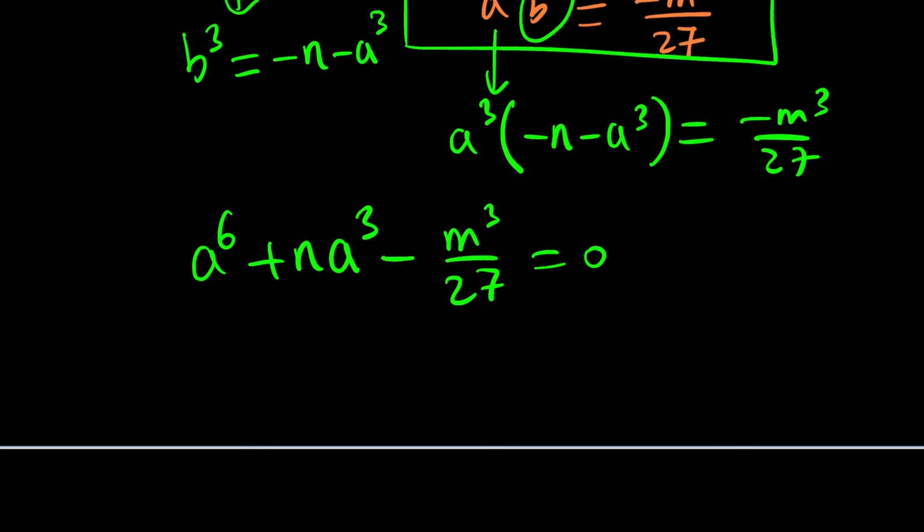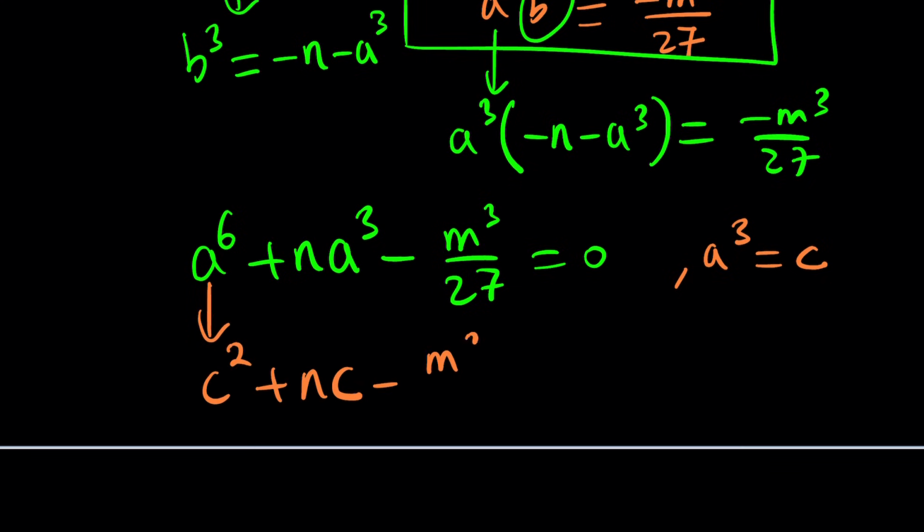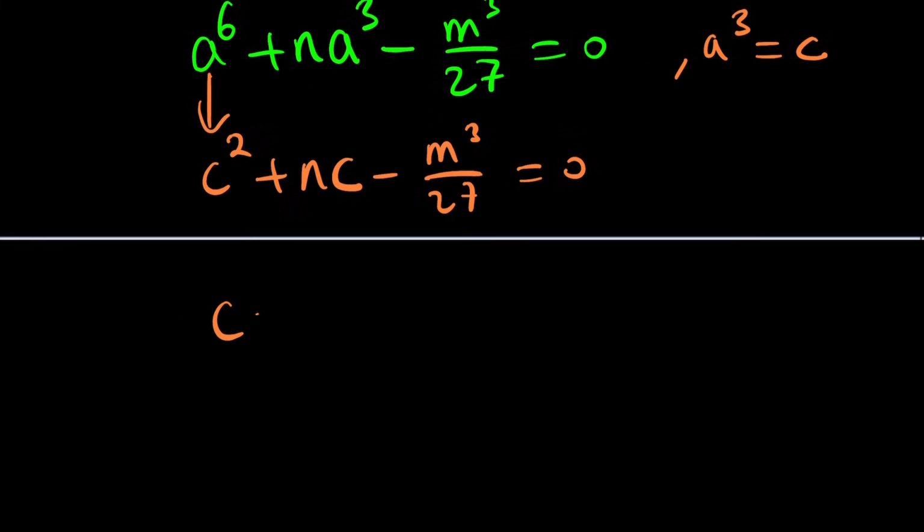Again, this may look like a hexic equation, but it's actually quadratic. Why? Because we're going to use the awesome method of substitution one more time. Let's go ahead and set a cubed equal to c. And that gives us c squared plus nc minus m cubed over 27 equals 0. And guess what? This is quadratic. So with the quadratic formula, we can solve it.